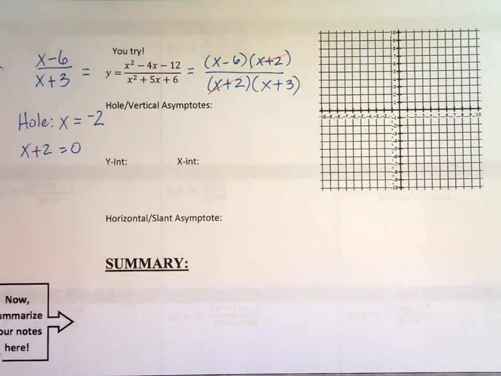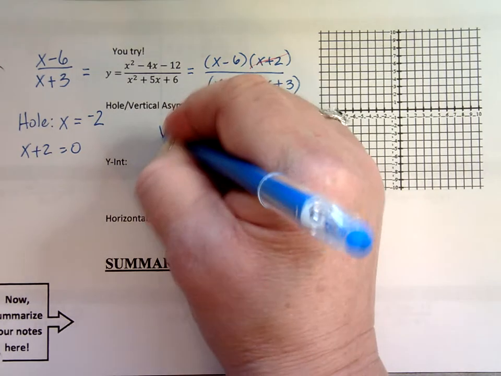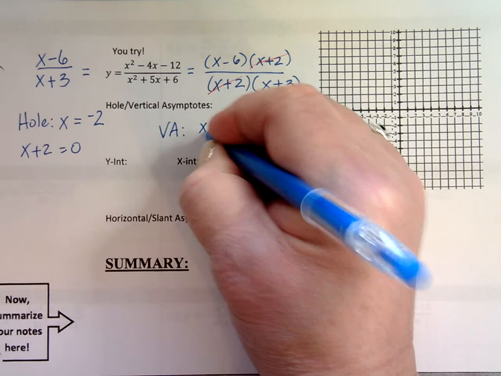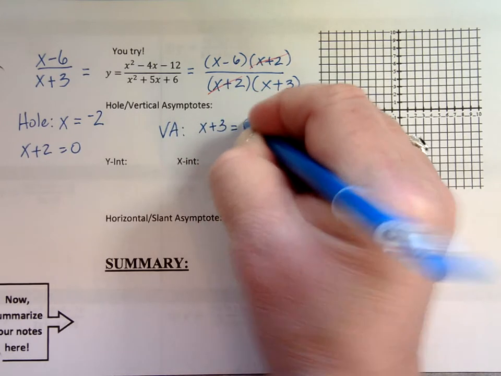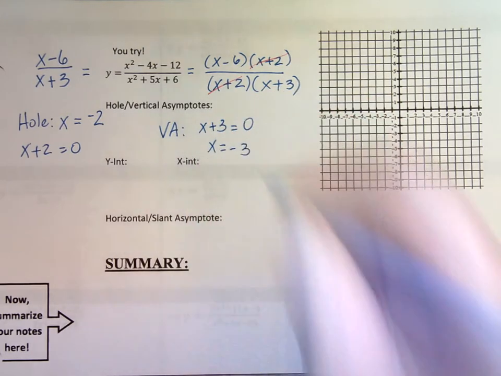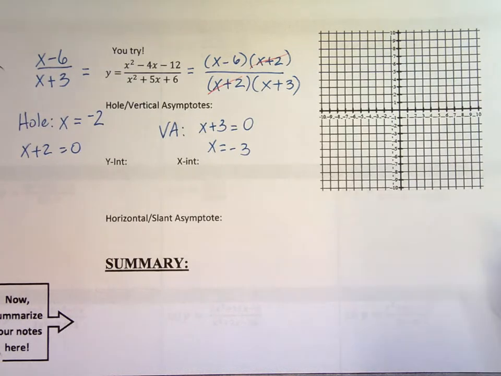So vertical asymptote, my VA, is when the denominator equals 0. My denominator is x plus 3. That equals 0 when x equals -3. That I can put on my graph. Vertical asymptote at x equals -3.